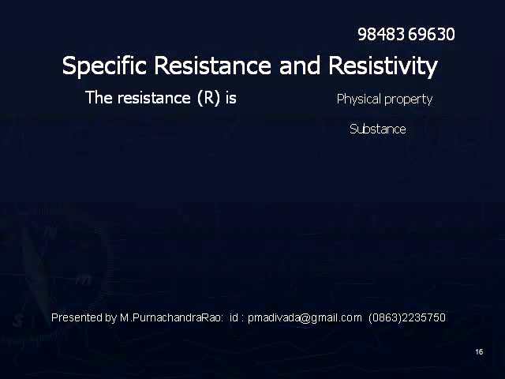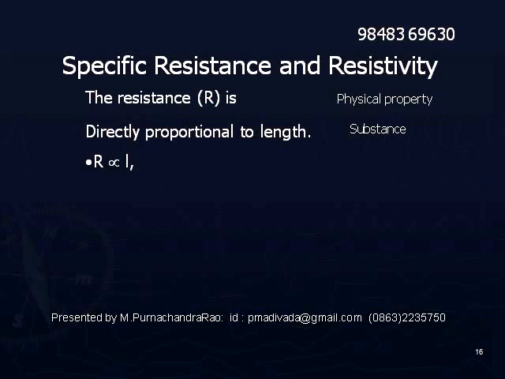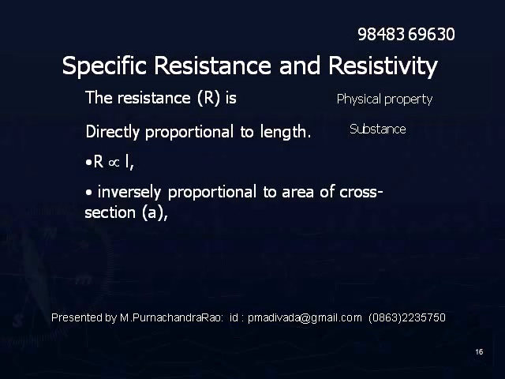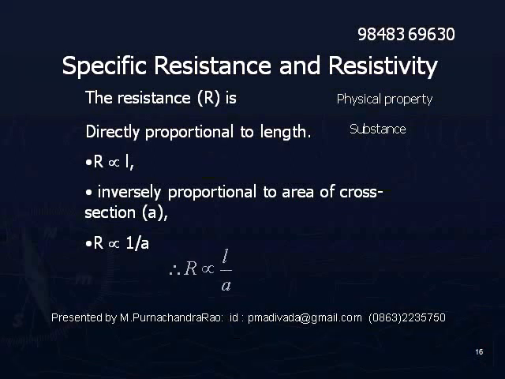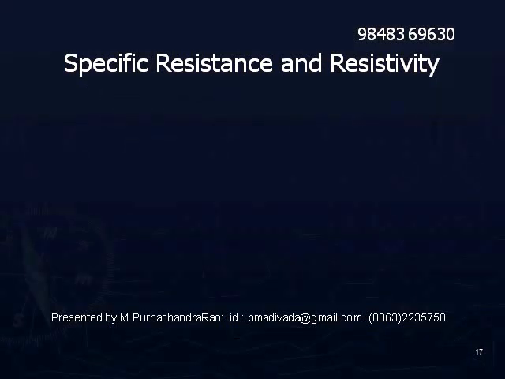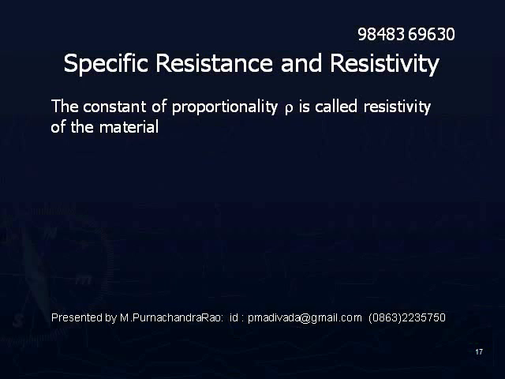Specific resistance or resistivity of a conductor. It is a physical property which depends on the substance of the conductor. We know that the resistance R of a conductor is directly proportional to its length and inversely proportional to its area of cross section. So R is proportional to length L, and R is inversely proportional to area of cross section A. Combining these, R is proportional to L by A. This proportionality is replaced with a constant rho. So we write R is equal to rho L by A. This constant rho is called the specific resistance or resistivity of the material.